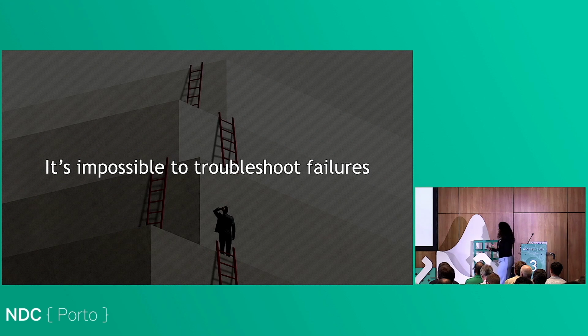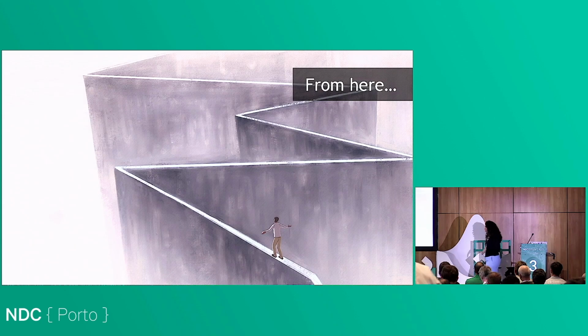That brings me to the next problem. It's impossible to troubleshoot failures, right? Another problem that affects any type of distributed system. Because in a monolithic architecture and a synchronous context, our code execution path looks something like this. We can just look at our call stack. We can see how this code and that code behave, and we have that call stack to guide us.